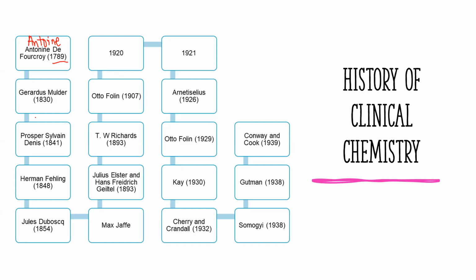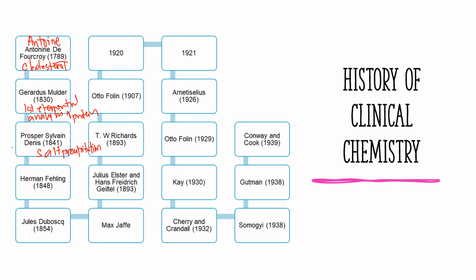Again, take note, if Fourcroy is cholesterol, Gerardus Mulder is the first elemental analysis of protein. Next in line, we have Prosper Lucas Denis in 1841, who described the separation of blood proteins into albumin and globulin by salt precipitation.